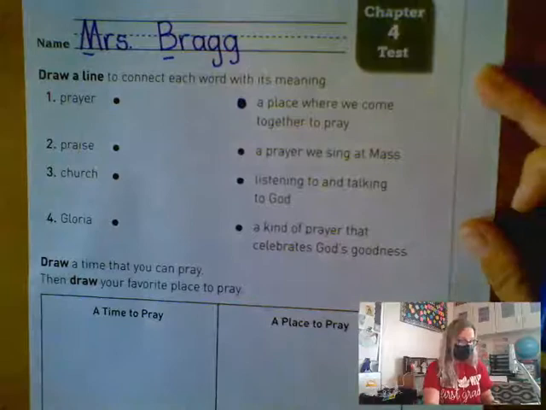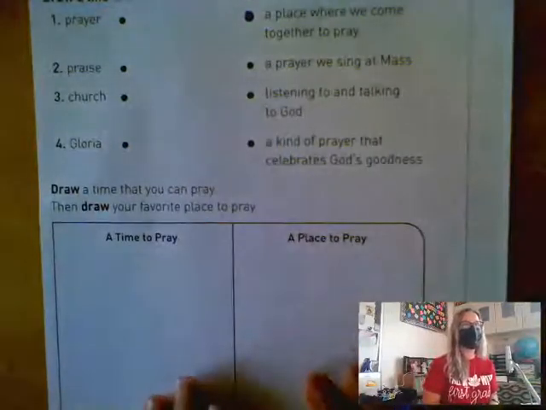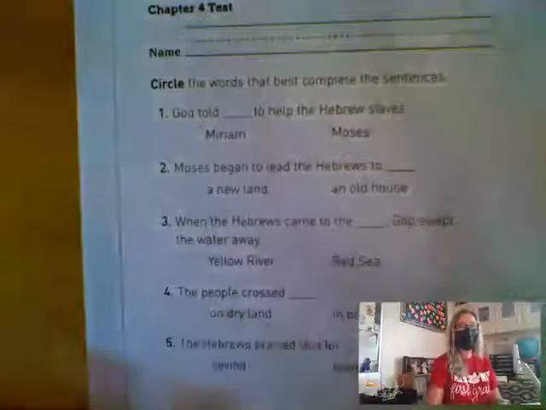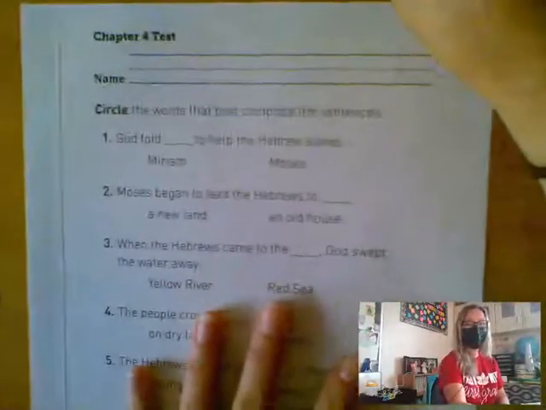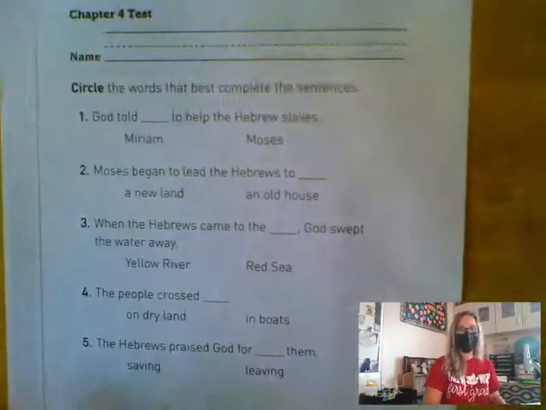All right, now boys and girls, down at the bottom of this page, we're going to do some writing and drawing. But before I give you time to do that, let's flip the paper over and let's complete this other side with my guidance. That way, when it's time for drawing, you can take as much time as you need to get those pictures drawn, okay?